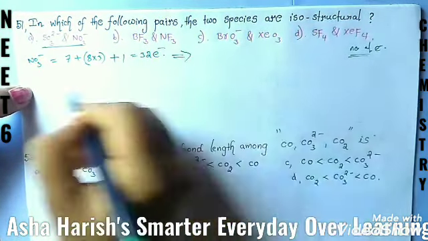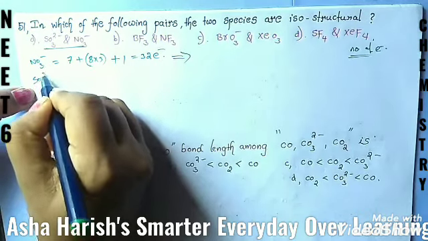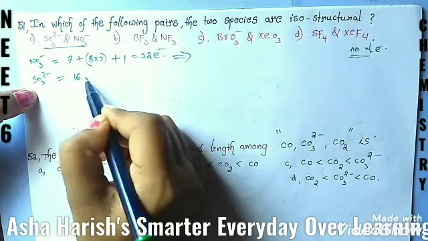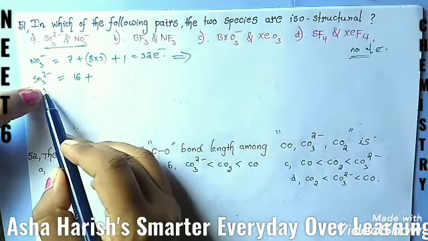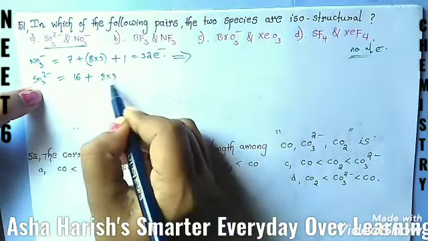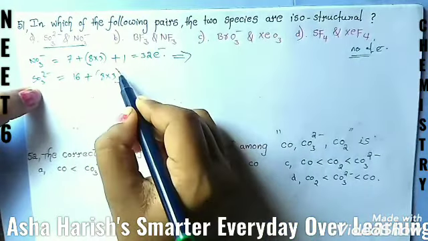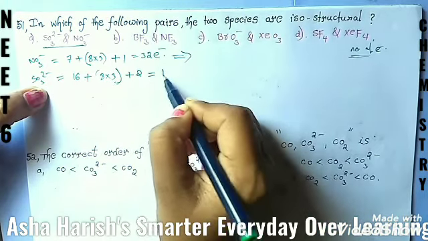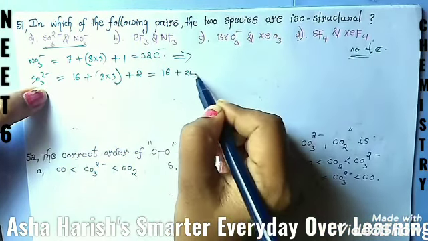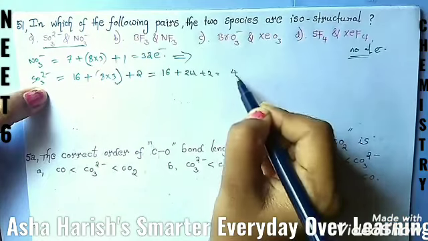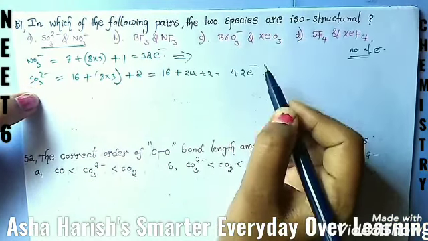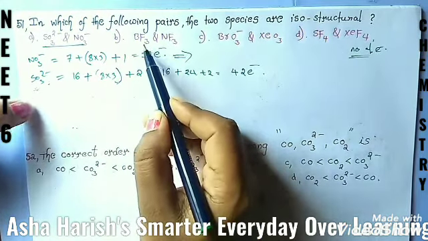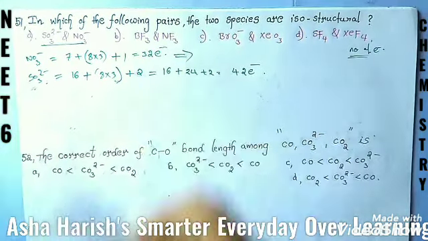And for the next one, SO3 2-, we have to do this also. For sulfur, we have 16 electrons plus again the same 3 oxygen atoms, that means 8 into 3, 24, and here 2-, so you need to add plus 2. And 16 plus 24 plus 2, the total is 42 electrons in SO3 2-. Right? Let's go for the next one, option B, BF3 and NF3.